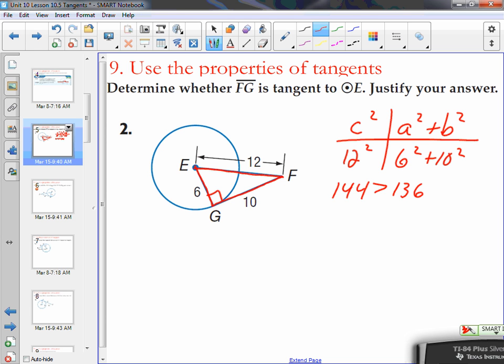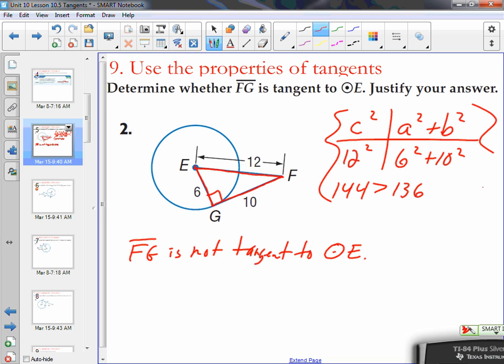All right, not a right angle. So the radius is not perpendicular to that line. That line's not a tangent line. So segment FG is not tangent to circle E. Now, to justify your answer, we already did that, didn't we? The work we show up here is justifying our answer. So you show your work, you've justified your answer. Everybody understand how that works?